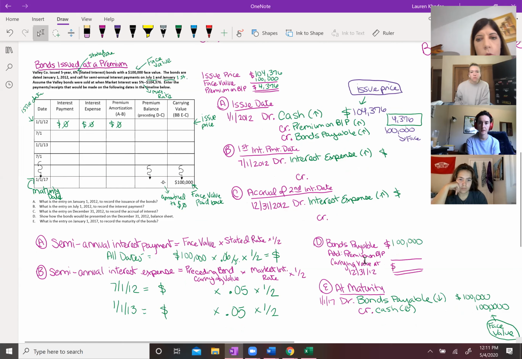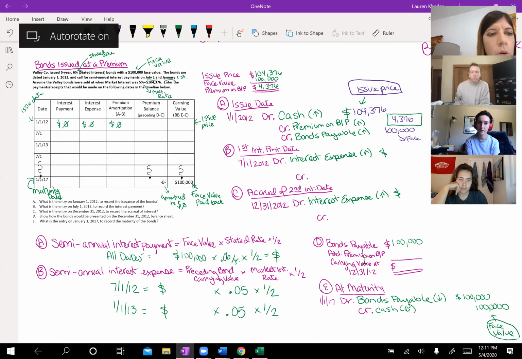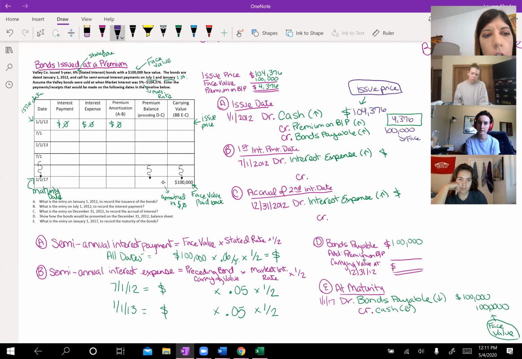Okay. For the first date, the issue date, we put 0 for the interest paid, 0 for interest expense, 0 for premium amortization, right? And then what is my premium balance on this first date? 4,376, the difference between issue price and face value. And then the carrying value is 104,376, equal to the issue price.